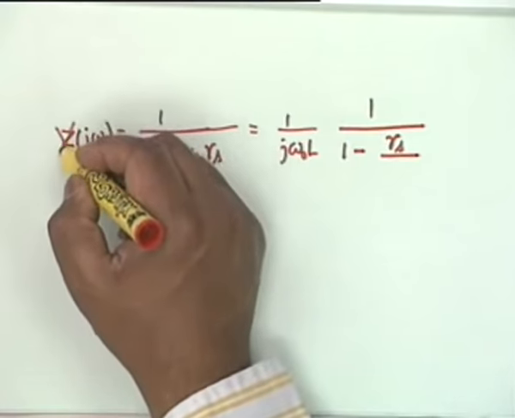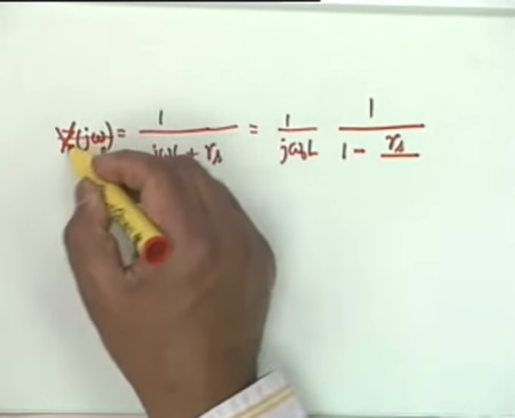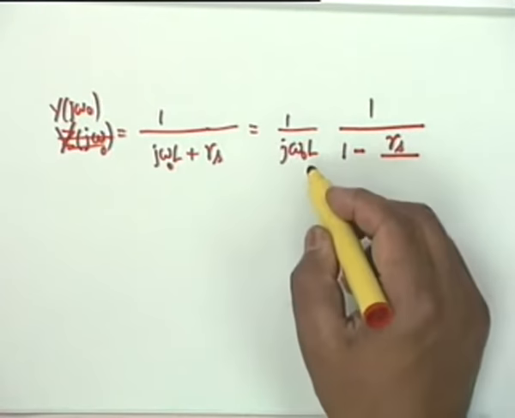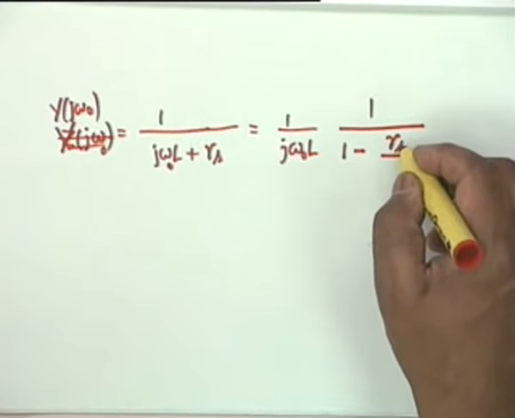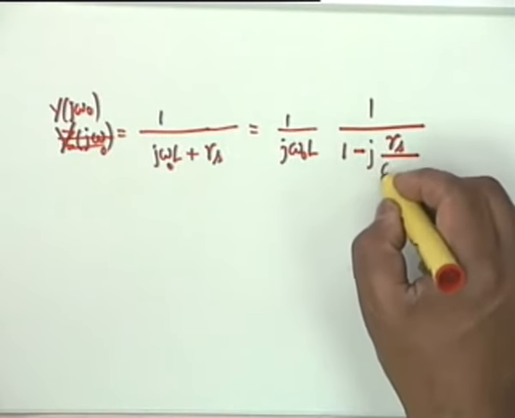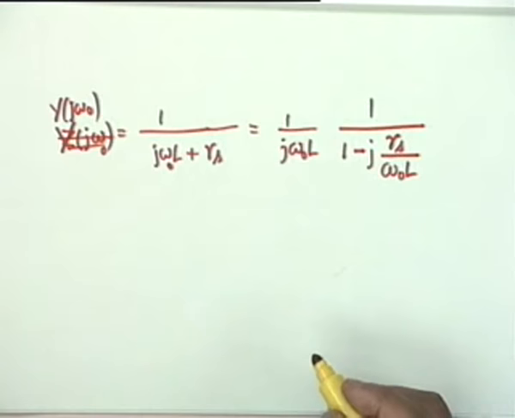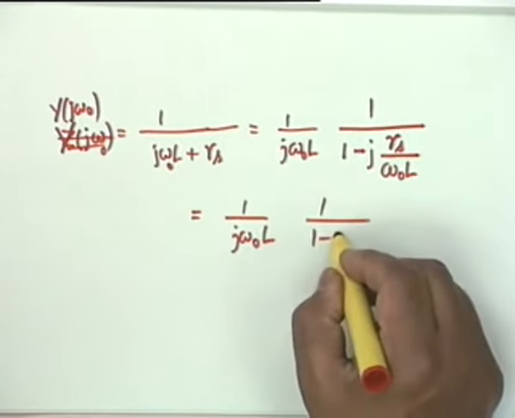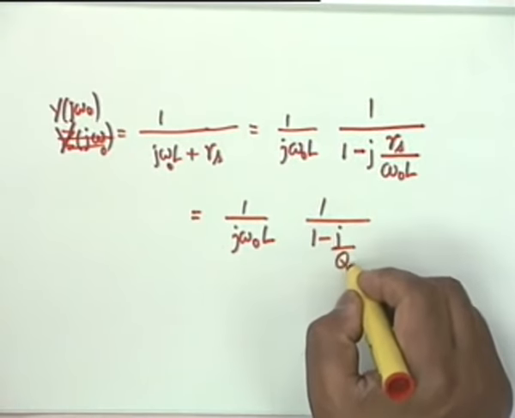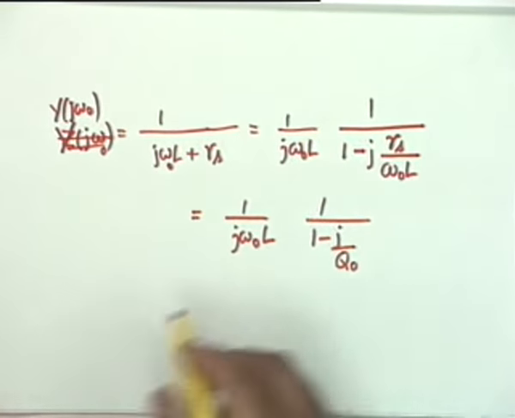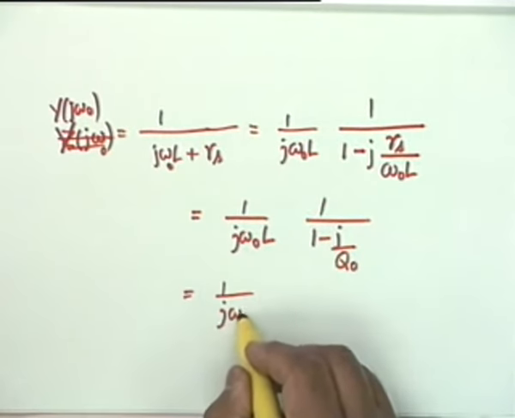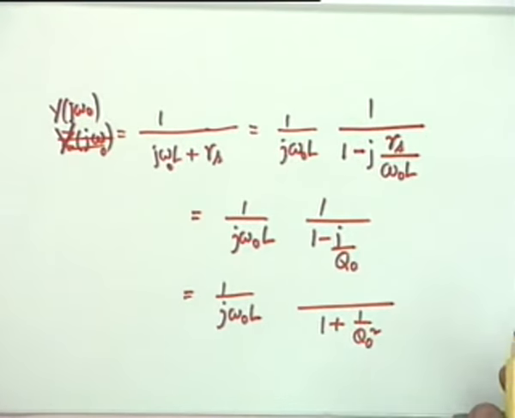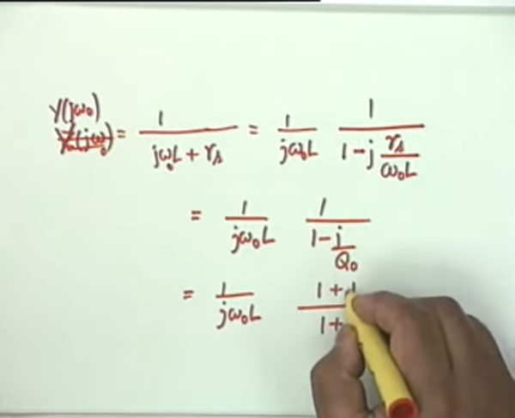This is the admittance Y of j omega naught. If I take j omega naught L out, then I get 1 minus j RS divided by omega naught L. Agreed? Which is equal to, look at this derivation, 1 by 1 minus j by Q naught. Agreed? I can write this as 1 by j omega naught L, 1 plus 1 over Q naught squared, 1 plus j by Q naught.